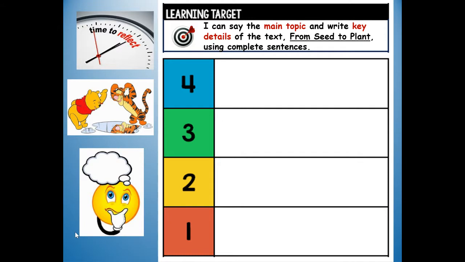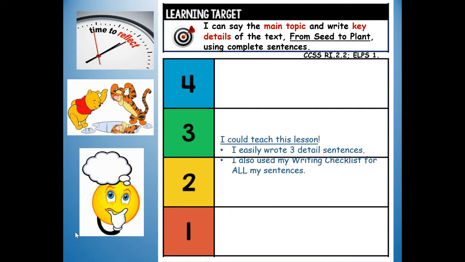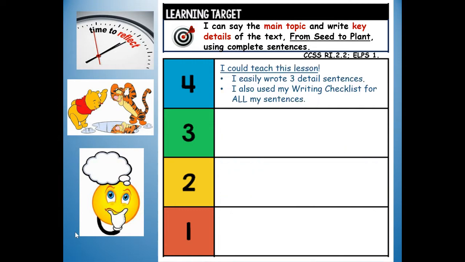All right, at the top of your paper, I want you to reflect on your learning. How did you reach your learning target? I can say the main topic and write key details of the text from seed to plant using complete sentences. Would you give yourself a 4? I could teach this lesson. I easily wrote all 3 detailed sentences. Remember those yellow detailed sentences? I also used my writing checklist for all of my sentences.